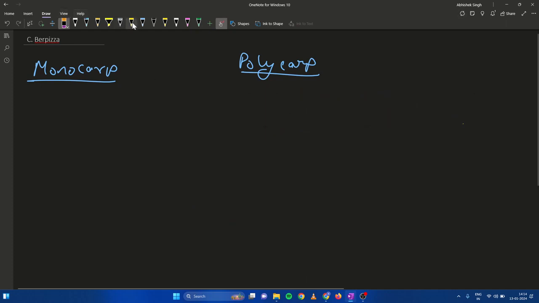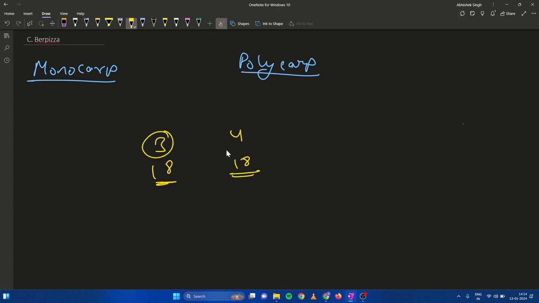There's one more point. Suppose there are two persons, and 3 is also spending 18 rupees and 4 is also spending 18 rupees. Both are spending the same amount, so Polycarp will serve 3 first rather than 4th. So Polycarp serves the customer who spends the most, and if there are two or more persons spending the same amount, he serves the person who came first. This is the brief story. And a customer who has already been served is not going to be served again, meaning each customer is served exactly once.